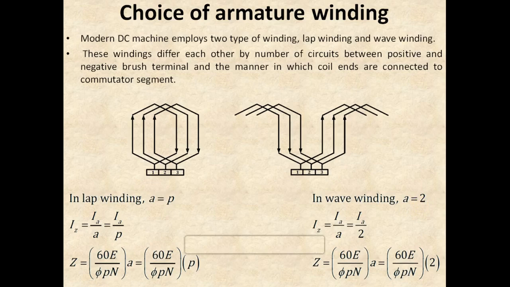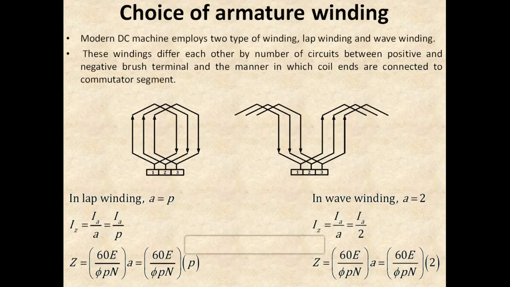Current flowing through each conductor is same as that of the current which is flowing through each parallel path. In the case of lap winding, number of parallel paths is same as that of the number of poles. Therefore, the current which is flowing through the conductor is indicated as Ia divided by P. Similarly, in the case of wave winding, current flowing through the conductor can be represented as Ia divided by 2.